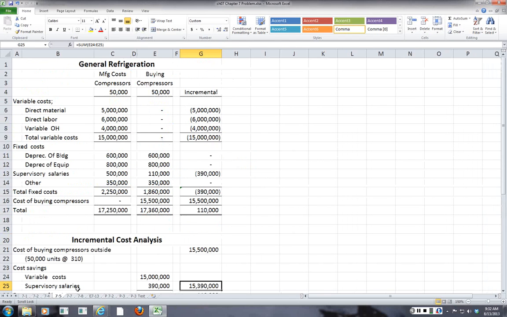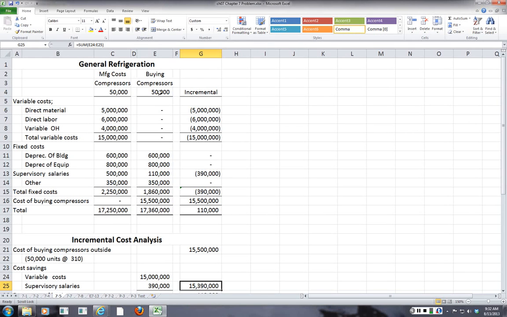Now, I want to go through here. This is General Refrigeration, problem number 7-5. They manufacture compressors, 50,000 of them. And these are the direct material, $15 million. And here's the fixed cost of $2,250,000. So the total cost is $17,250,000 to manufacture 50,000 compressors.